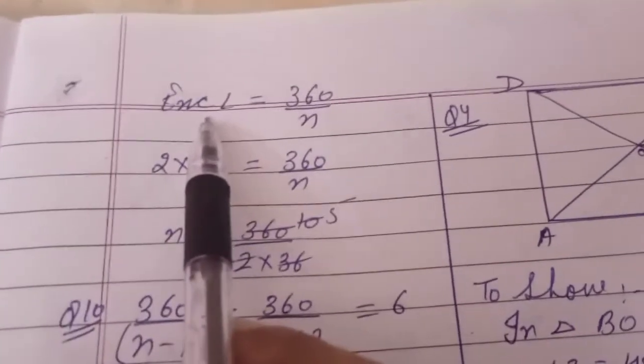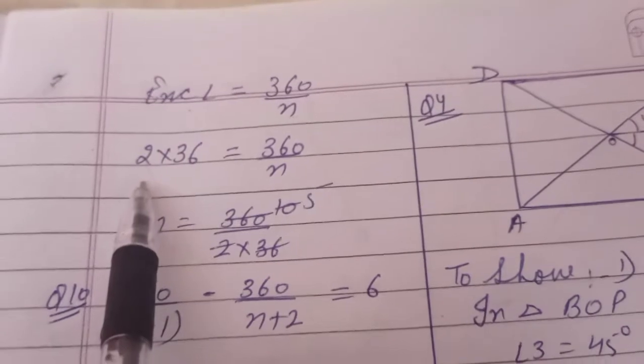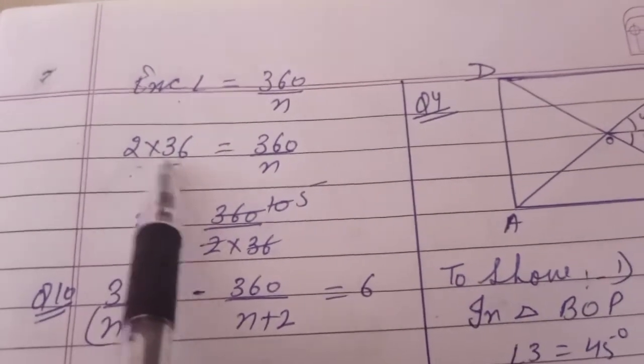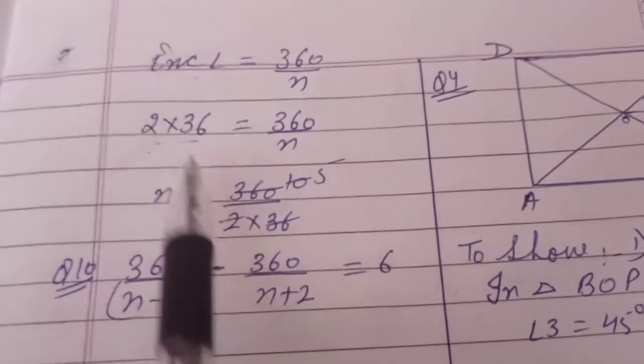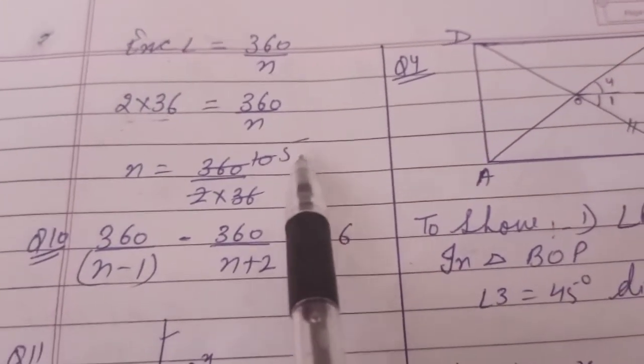Each exterior angle, what is the formula? 360 over n. Exterior angle 2x. What is the ratio? It was given 2x and value of x we got 36. Put it here, n is equal to what? 5. So number of sides are 5 in this case.